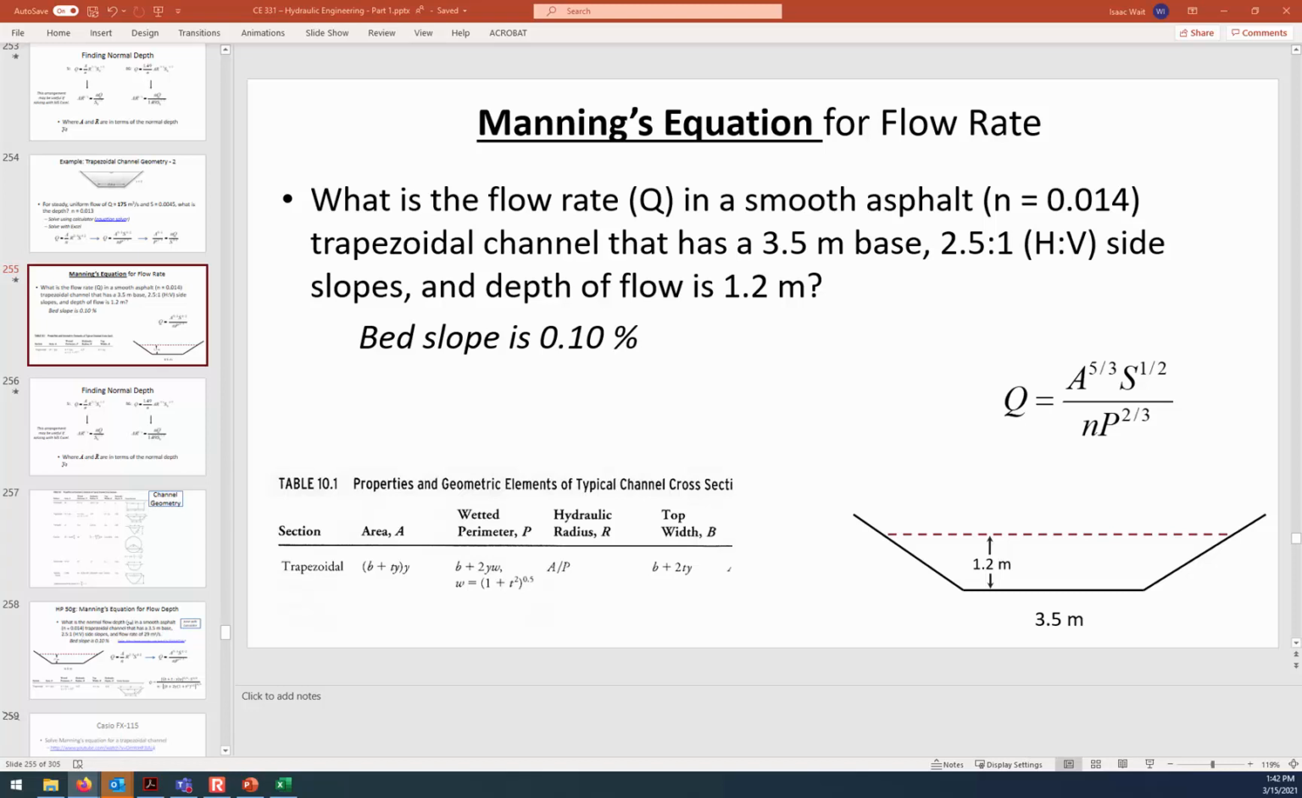All right, everybody, welcome back. Let's take a look at the solution together, just to make sure that we are on the same page here. What we are doing is trying to calculate the flow rate Q. We know the depth is 1.2. We know the roughness of the channel, the side slope is defined, the bottom width, and then the slope of the channel itself. So there's two ways to calculate the area.